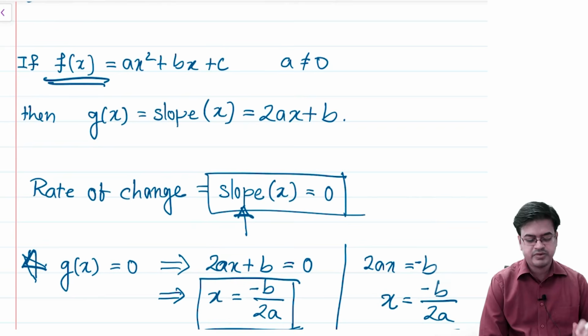This is an interesting application and it comes when you study calculus. So points of maxima and minima can be easily derived using the expression for the slope.